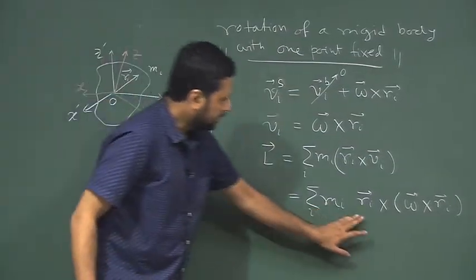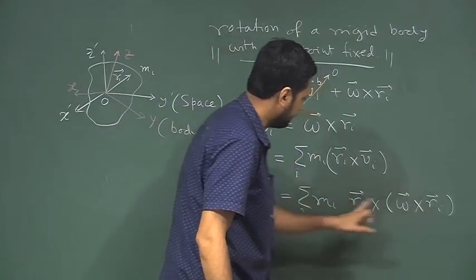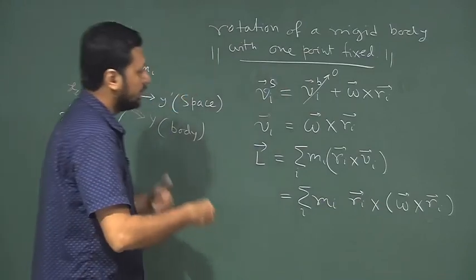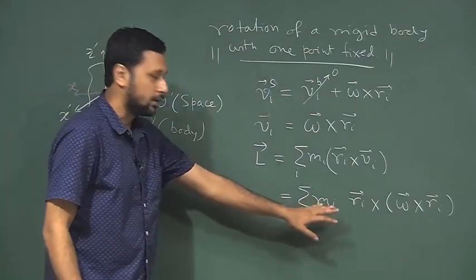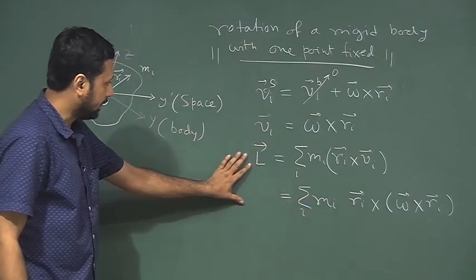Now, this is a triple product of vectors, and we can open this up in order to get some more insight. So, we will start here from the next class, and we will see.